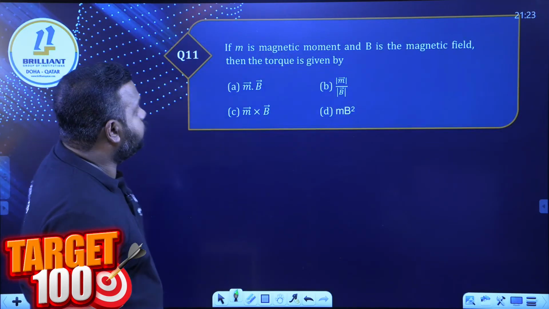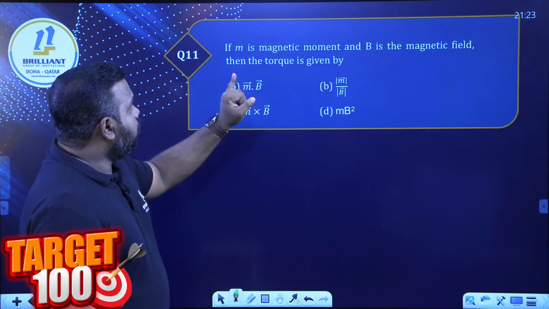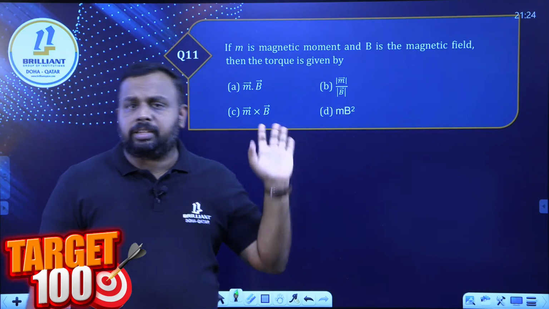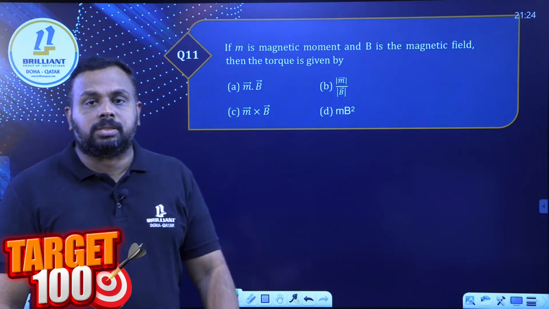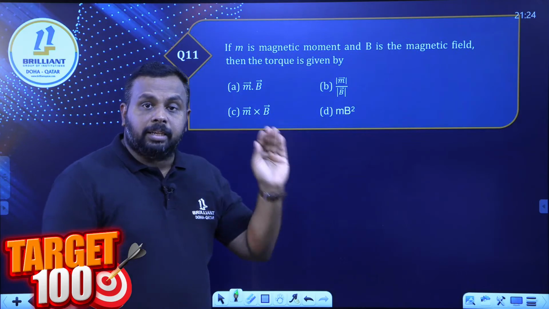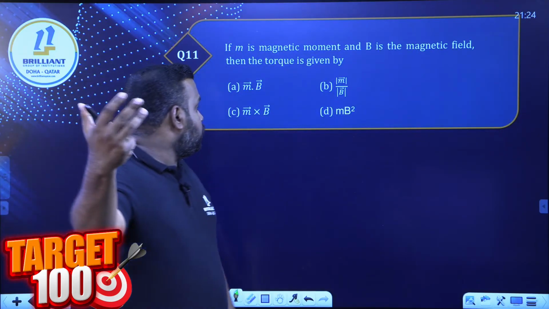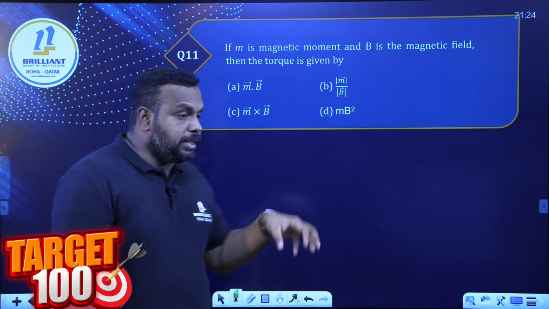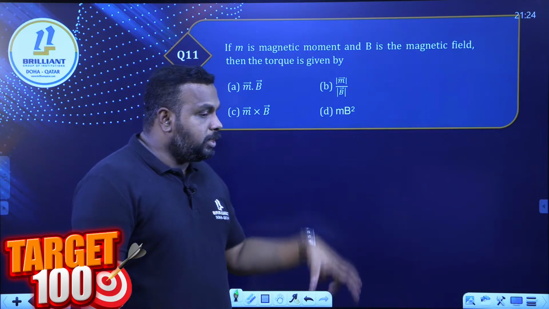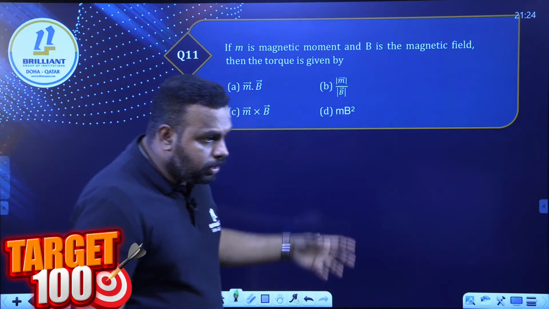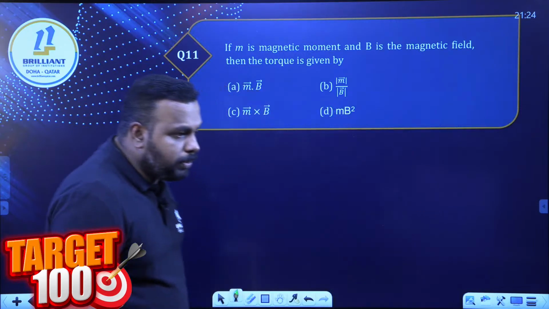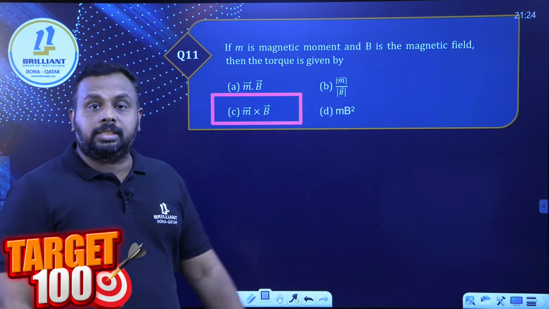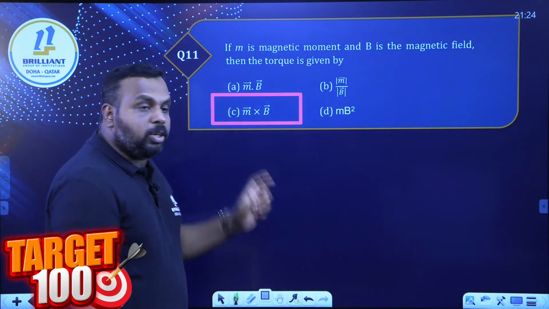Question number 11. Listen please. If M is magnetic moment and B is the magnetic field, then torque is given by. Direct question. You have to just recall the formula. Please comment your answers. Option A, M dot B. Option B is M by B. Option C is M cross B. And option D is M B square. Very good. Right answer. Yes, many are commenting the right answer. I'm very happy with your response, which shows all of you studied this chapter very well. Yes, M cross B, direct formula.